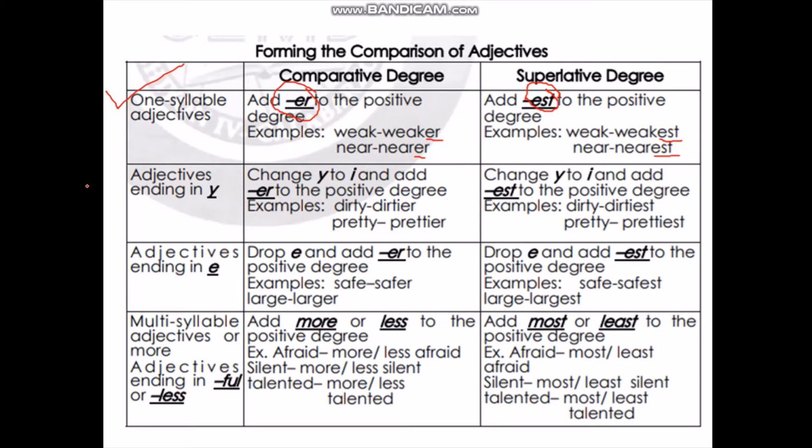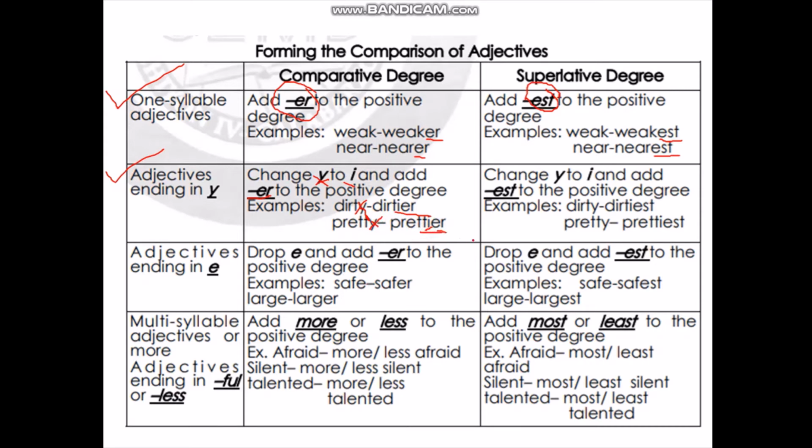So how about adjectives ending in Y? These are the rules. For comparative degree, we need to change the Y into I, and then add ER to the positive degree. Example, dirty, dirtier. The next one, pretty, prettier. As you can see, in the word dirty, we change the Y into I and add ER. Okay, pretty, we change the Y into I and then we add ER.